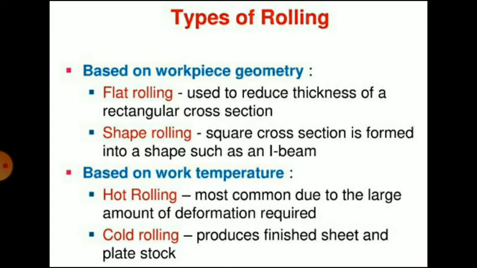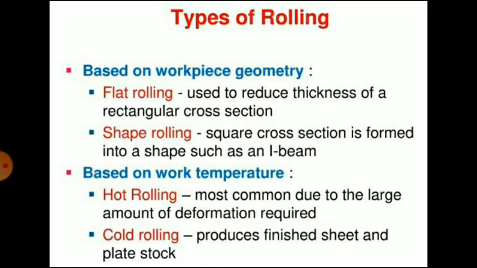On the basis of workpiece geometry, there are two categories. The first is the flat rolling process, used to reduce the thickness of a rectangular cross section. The second category is shape rolling, in which a square cross section is formed into a shape such as an I-beam. So the section is changed in the shape rolling process.